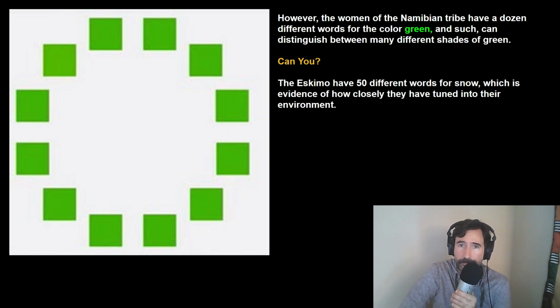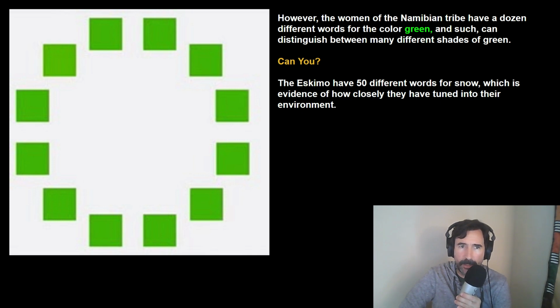However, let's talk about the Namibian tribe again. They have a dozen different words for the color green. So they see many different shades of green, and they can distinguish between these quite easily. Can you? One of these squares is a totally different shade of green than the rest of these. I wasn't able to pick this out until I'll show you in the next slide here, but I couldn't pick this out. They all look the same to me.